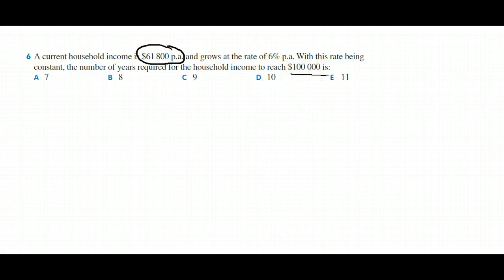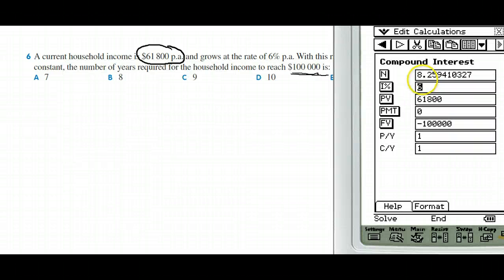Okay, in question 6 it says the current household income is this much and it grows at 6% per annum. With this rate being constant, the number of years required for the household income to reach this will be what? Now, it really would be helpful if the question said whether it was simple or compound interest, but since it doesn't, we're going to have to try both and see which one gives us the right answer. Okay, let's try the compound interest one first.